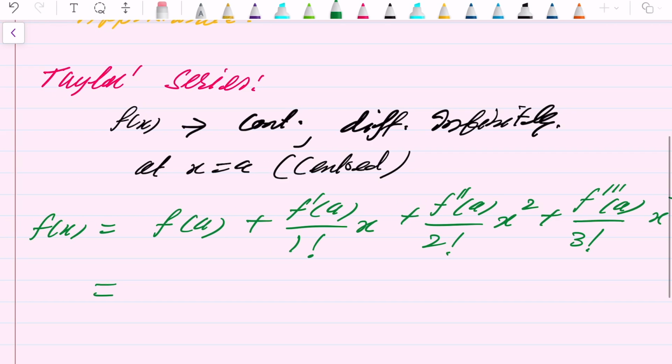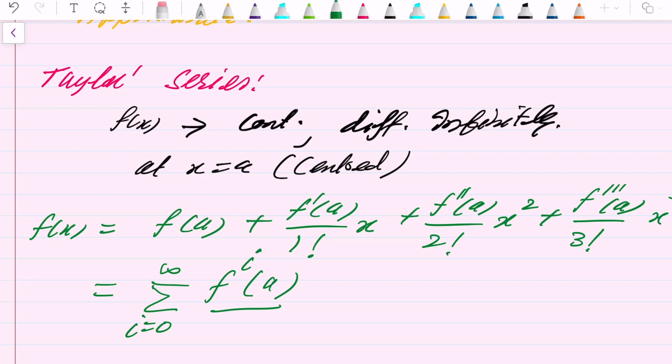It's difficult to write all the terms, so we can write it like this: sigma i equal to 0 to infinity, the ith derivative at a divided by i factorial, into (x minus a) whole raised to power i.